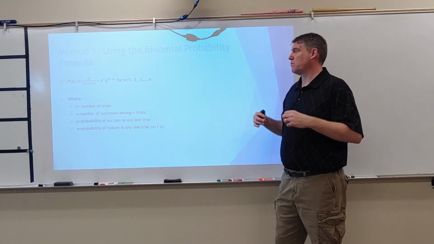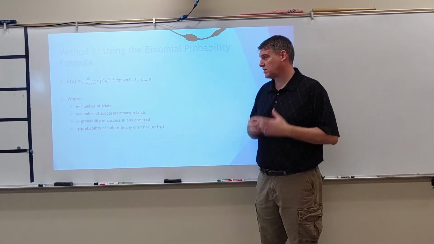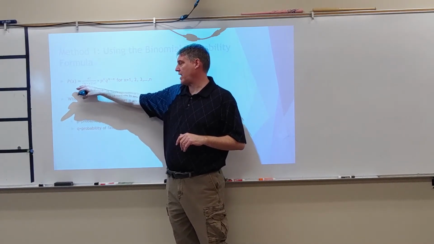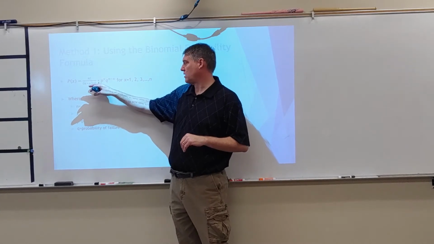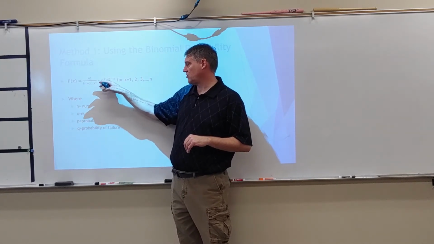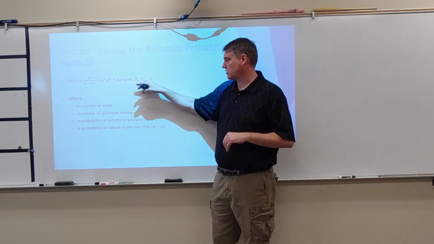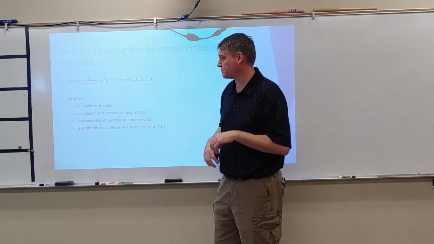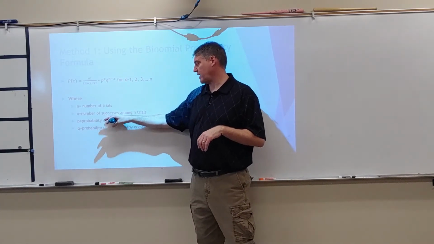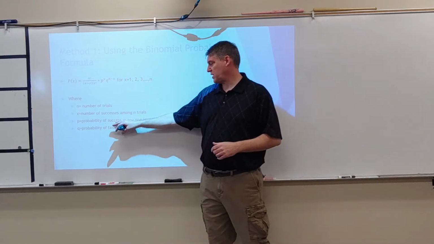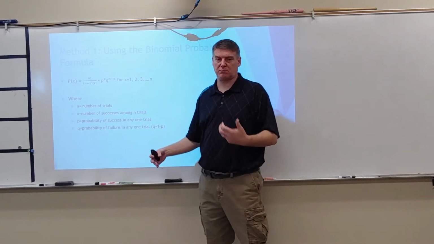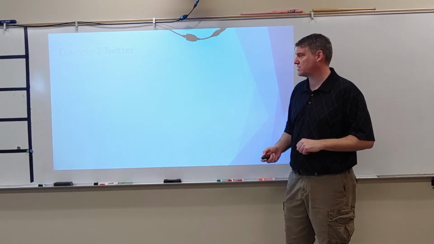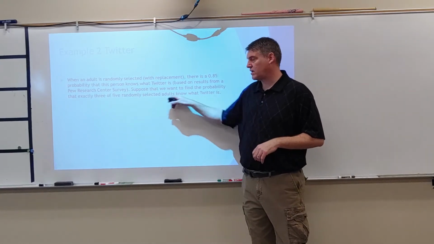So, using the binomial probability formula. Okay, so this is the formula. P of X equals N factorial over N minus X factorial times X factorial, times P to the X, Q to the N minus X, for X equals 0, 1, 2, 3, all the way out to N. Okay, so remember, X is how many successes we have. N is the trials, X is successes in trials, P is the probability of a success, Q is the probability of a failure.